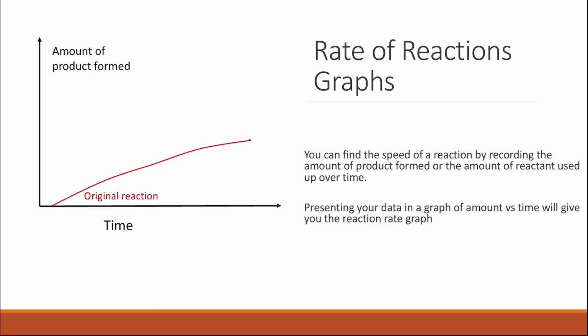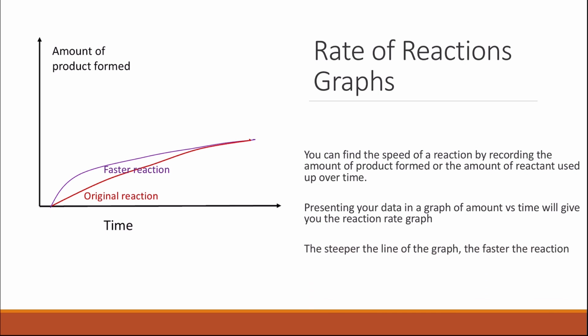This is the original reaction rate, represented by this red line. And then the purple one represents a faster reaction. As you can see, the steeper the line of the graph, the faster the rate of the reaction. So the second reaction with the purple line is faster than the original reaction. And then if we draw another rate of reaction, the blue one, this is a much faster reaction. This is again a steeper one.